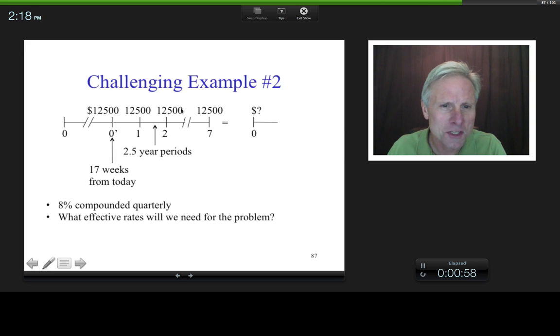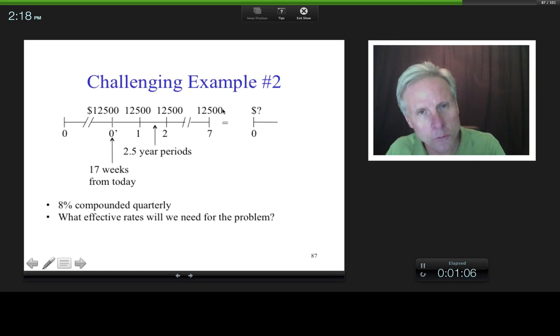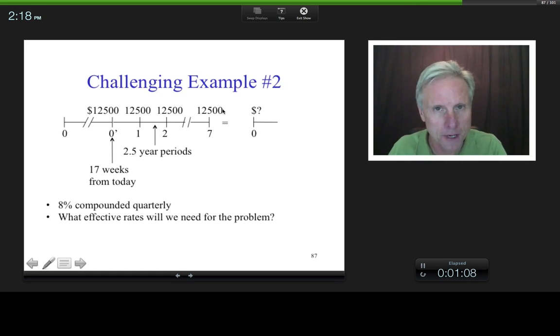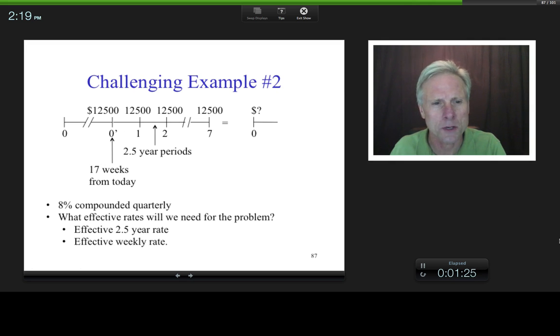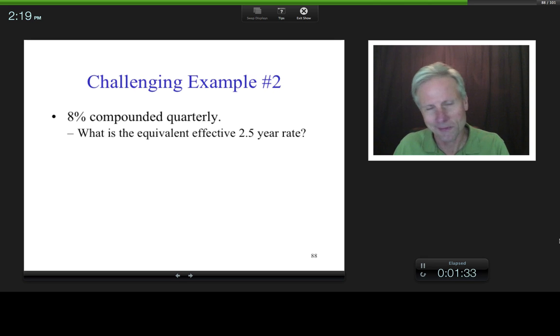I mean, first of all, is this an annuity, the $12,500? It is, right? Equal cash flows between equal time periods over a finite period of time. And these are 2.5-year periods, so I better be working with what kind of rate? An effective 2.5-year rate. And then it also looks like when I bring it to time 0, I'm going to need a weekly period, right? An effective weekly rate. So we need to solve for an effective 2.5-year rate and an effective weekly rate.